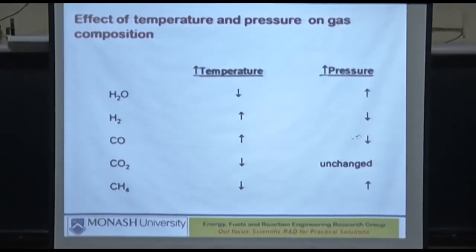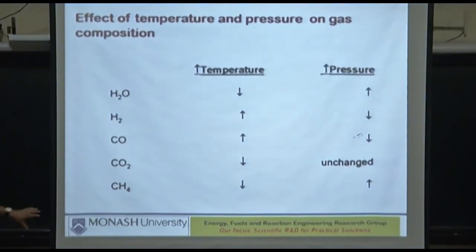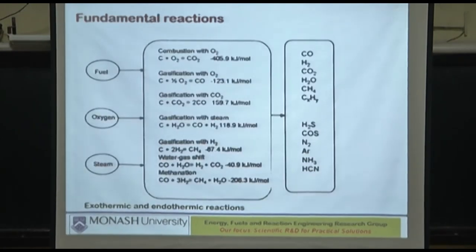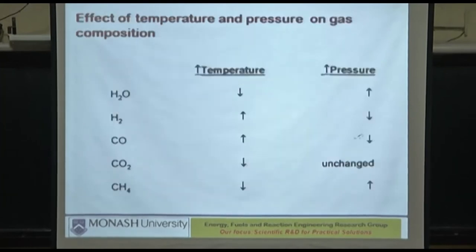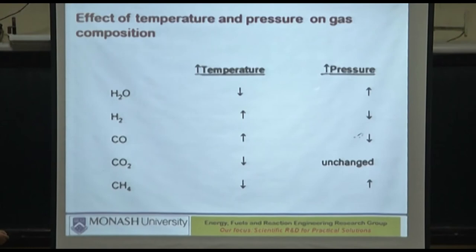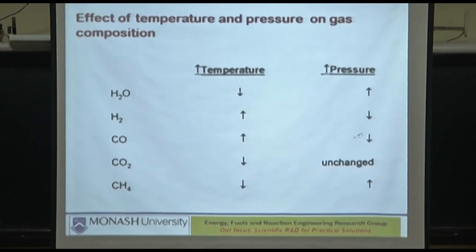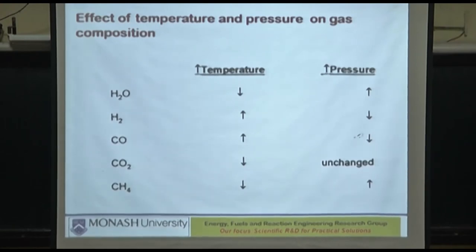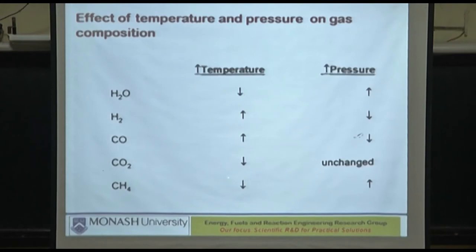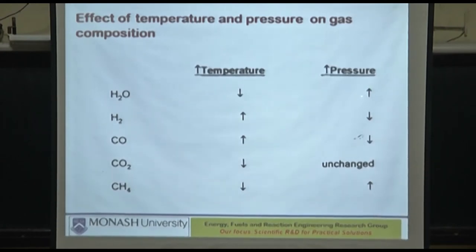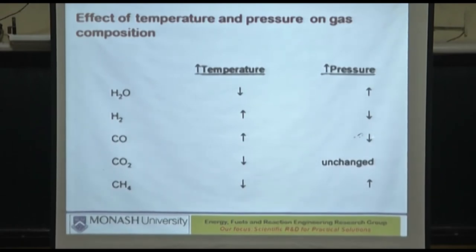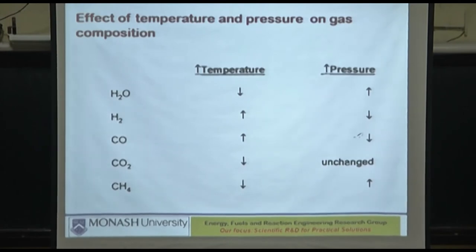So let's see some of the simple variables, how they affect the formation of these components, the major components in here, how they are affected by two major variables, which are temperature and pressure. So in general, what happens is if temperature goes up and pressure goes up, so these two arrows are there. If temperature goes up, the water vapor goes down, hydrogen will go up, CO will go up, CO2 will also go up, methane will go down. But if pressure goes up, water vapor is formed more, hydrogen goes down, this also goes down, this remains more or less unchanged, but this goes up.